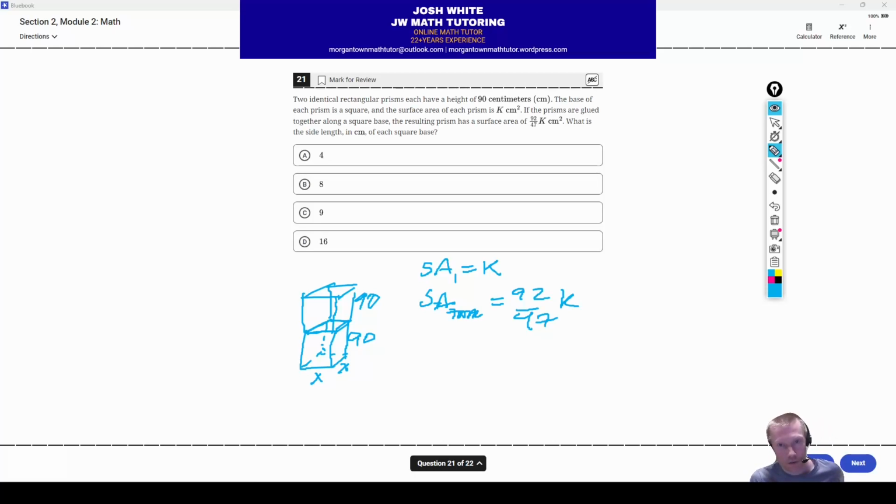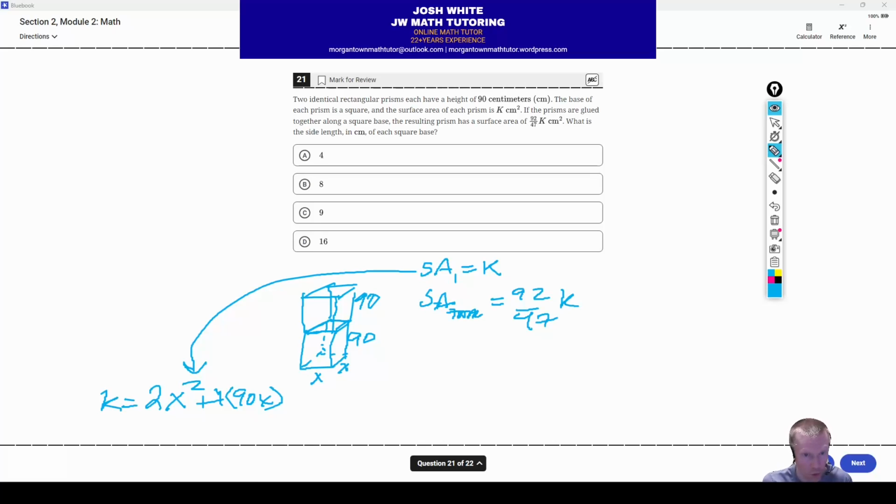First, the surface area for one prism is going to be the total area of all 6 faces. Notice there's a top, so I'm just going to work with this first. The top and the bottom have a surface area of x squared, okay? And since there's top and bottom, it's going to be 2x squared total. Then there's front, back, and left, right. Those each have a surface area of 90x, but there's 4 sides because there's front, back, left, right. So the total surface area for one prism alone is 2x squared plus 4 times 90x, or 2x squared plus 360x. So you could set that equal to k.